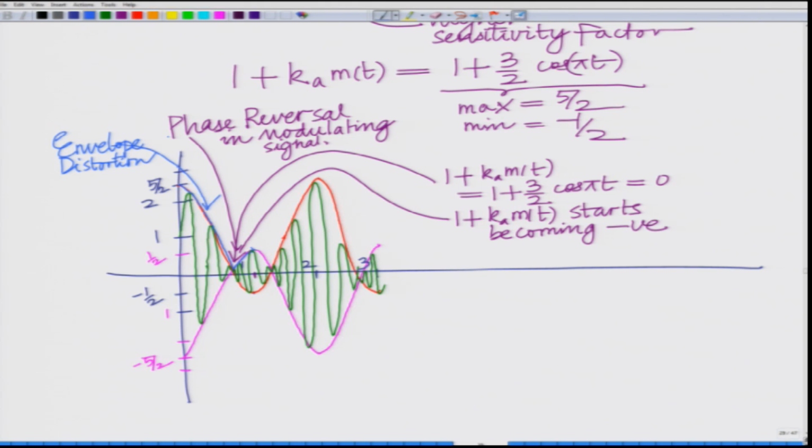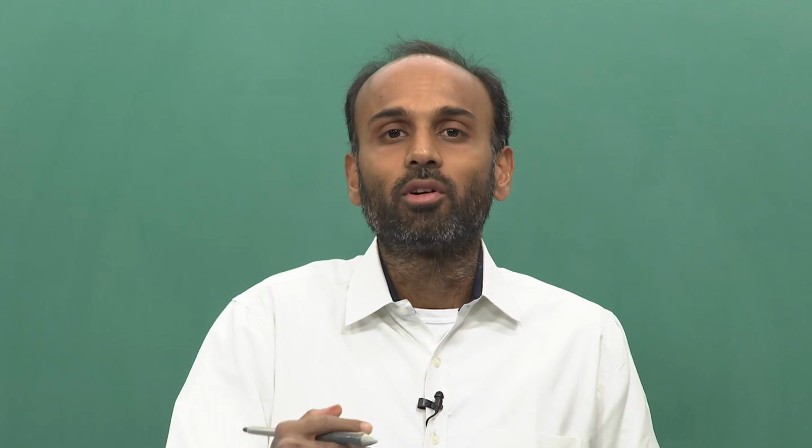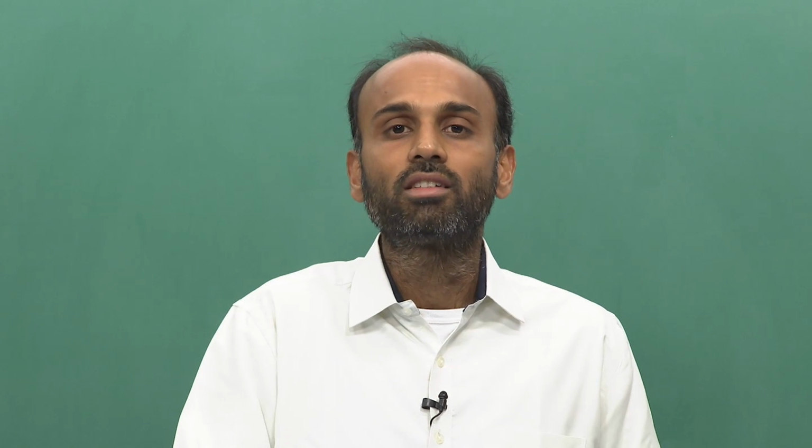So, what is happening is that since 1 plus k m(t) is negative, when you track the envelope, you continue to track the positive envelope, and this leads to envelope distortion. So, if Ka is much larger, that 1 plus k m(t) can take negative values, that leads to phase reversals of the carrier, and this leads to envelope distortion when you track the envelope of the carrier, alright.